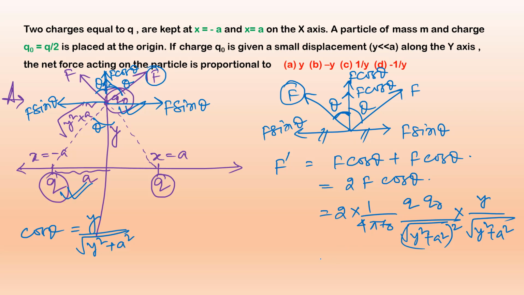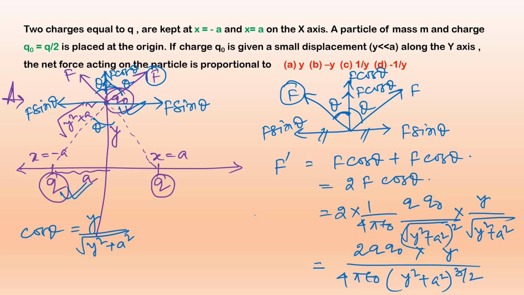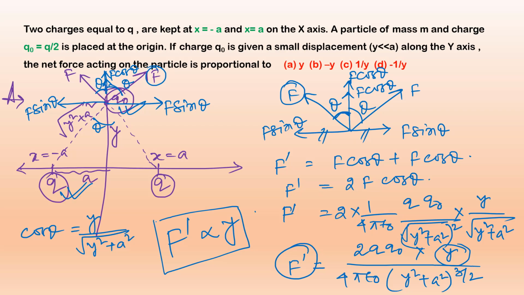So in this expression, we are just going to simplify it. If we simplify, this will be 2 q q naught multiplied by y divided by 4 pi epsilon naught times y square plus a square whole to the power of 3 by 2. And on the left hand side, you write the total force, which I am representing with F dash. Now, as you can see, this F dash is directly proportional to y only, right? So the first option is correct and the total force F dash is directly proportional to y. This is the correct answer.